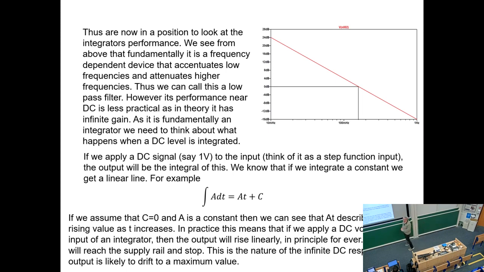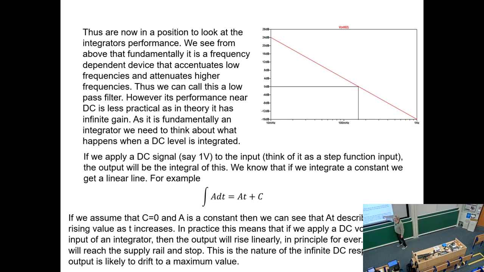It's fundamentally an integrator. We need to think about what happens when a DC level is integrated. So if we apply a DC signal, say 1 volt, to the input of this system with the resistor and the capacitor in it, which you can think of being a step, it's gone from 0 to 1. So you've got this non-zero input going into it. If you integrate that constant against time, you'll end up with a rising line. Integral of A, our DC level, dt, is equal to AT, which is increasing with time, plus a constant, which we'll ignore. So it describes a rising value as t increases.